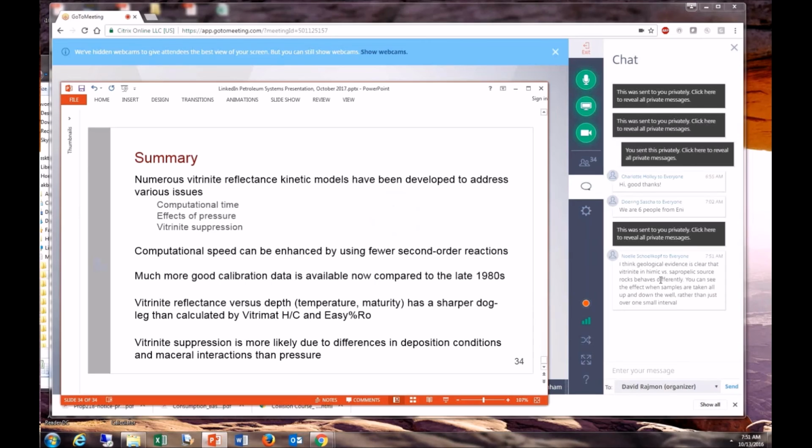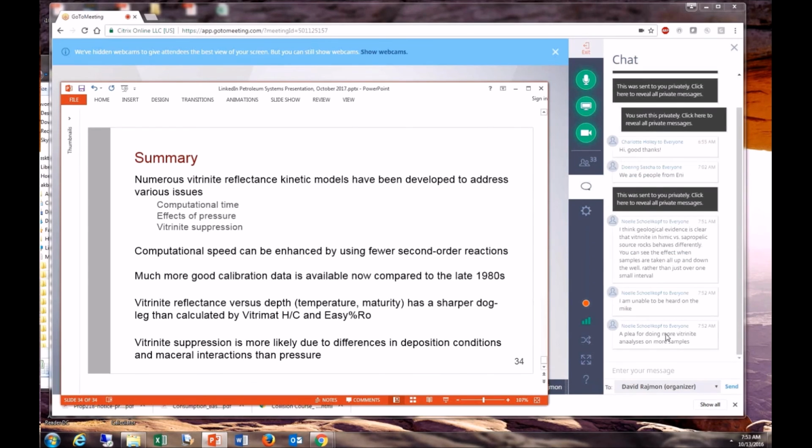Says, I think geologic evidence is clear that vitrinite and humic versus sapropelic rocks behave differently. You can see the effect when samples are taken all up and down the well rather than just over one small interval. And she adds she's unable to be heard on the mic. So that's her comment. So now she's written another chat, a plea for more vitrinite analyses on more samples.